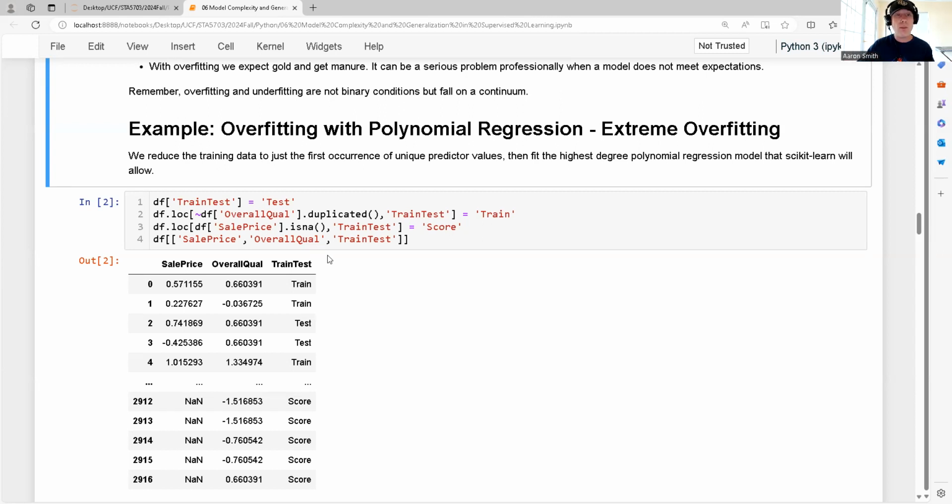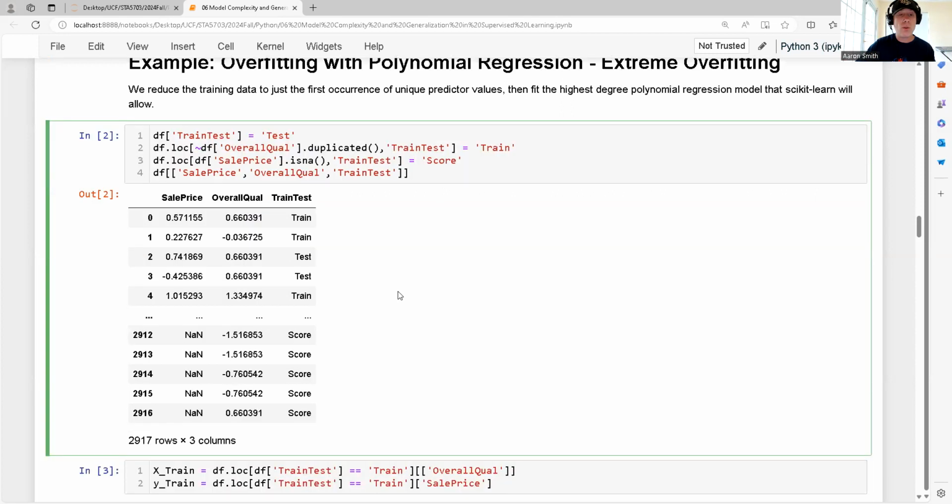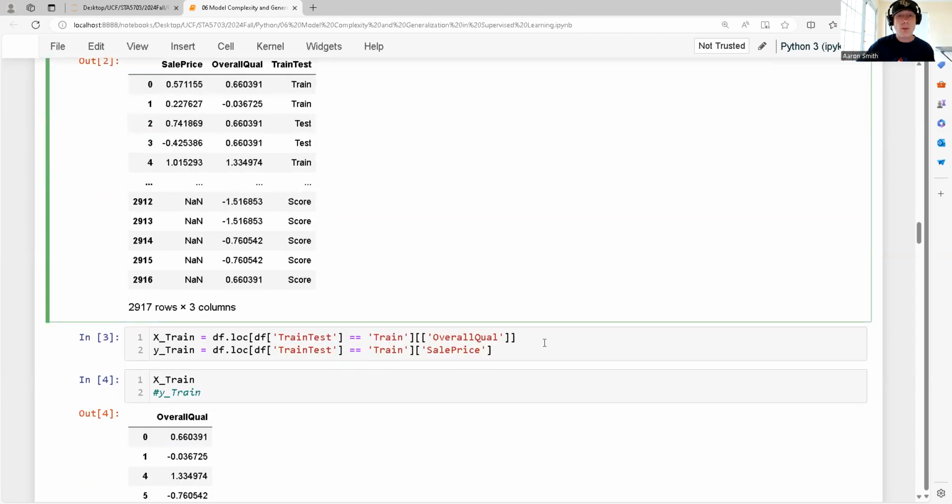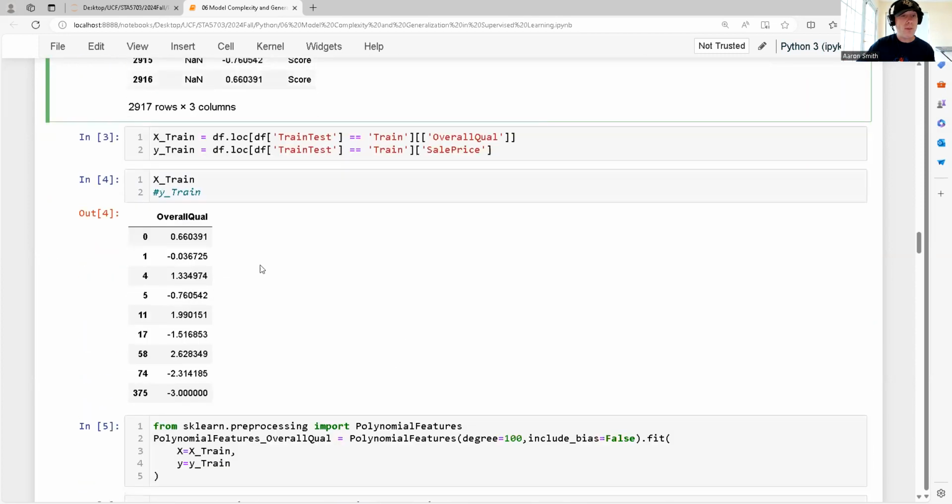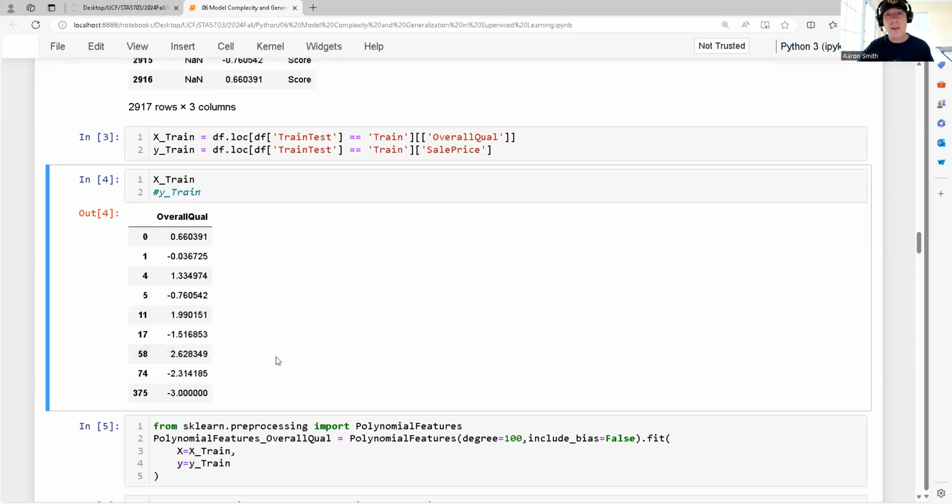All right, so let's go ahead and do this. Every time I have a non-duplicated value of my target variable, I'm going to put that in my training data. And so I'm going to have very, very few actual observations on here. And I'm going to go through and fit a model. You can see that I've got 1, 2, 3, 4, 5, 6, 7, 8, 9 rows of data in my training data.